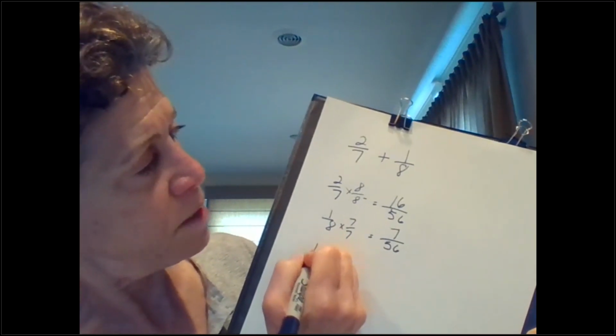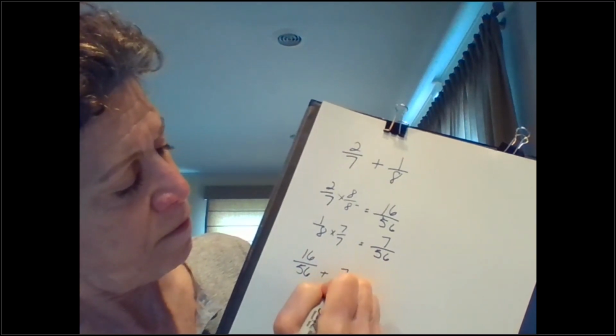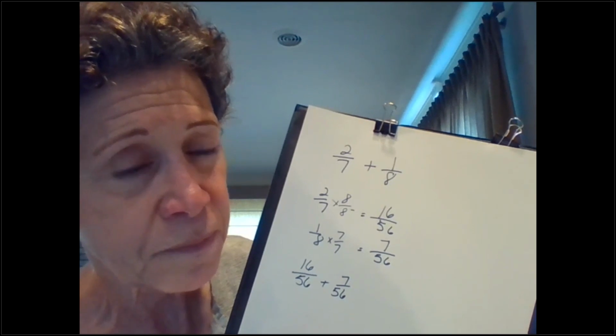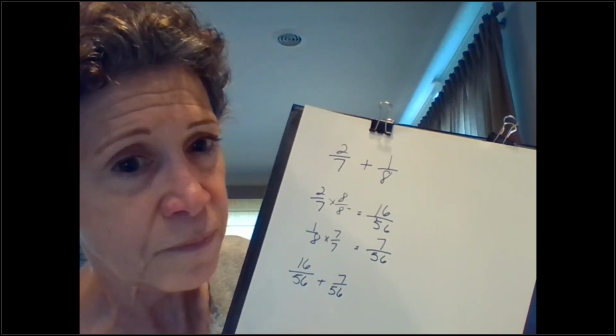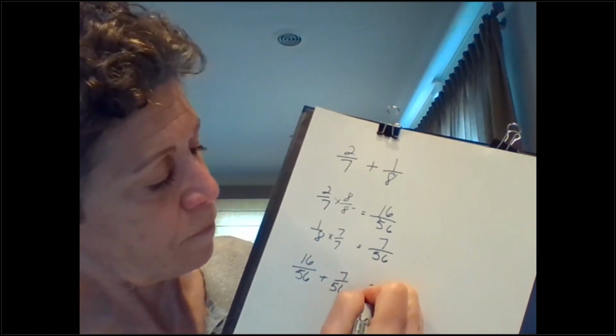So our new problem is 16/56 plus 7/56. And what do we have? We have 23 over 56.